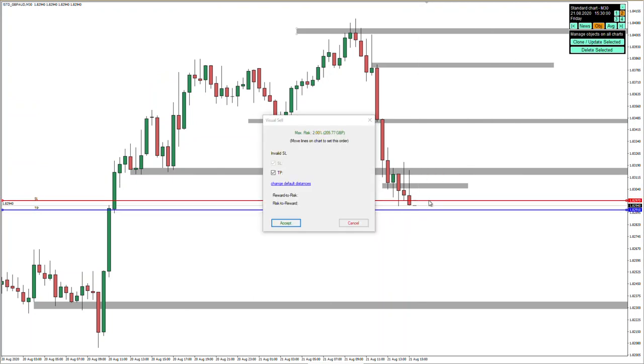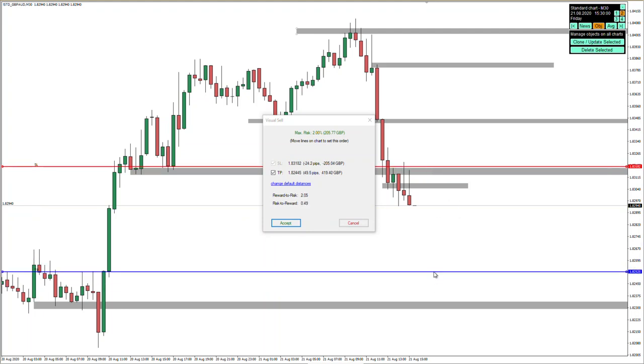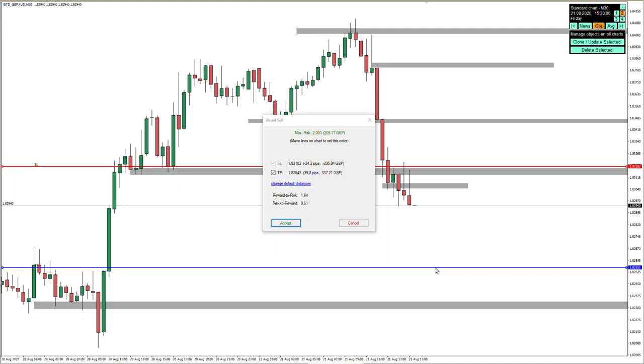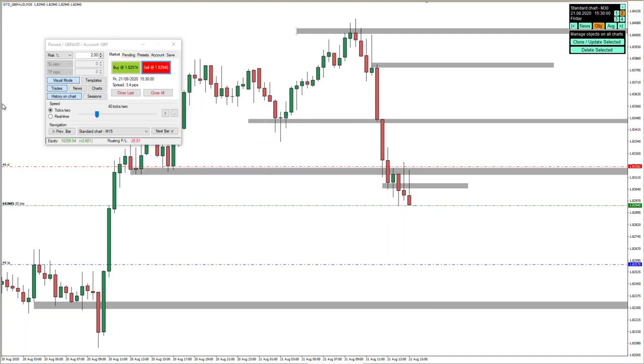Stop loss is quite big above here, but the target can be beautiful like this. Then I did 56, 3 pips above, 57, 4 pips above. Okay, accept. Let's see.